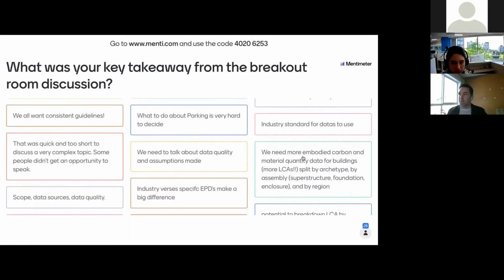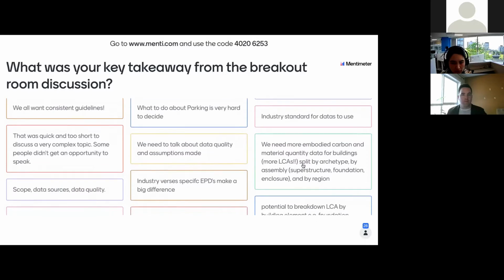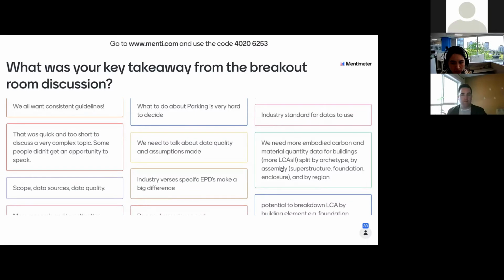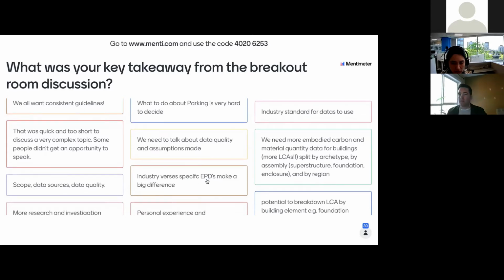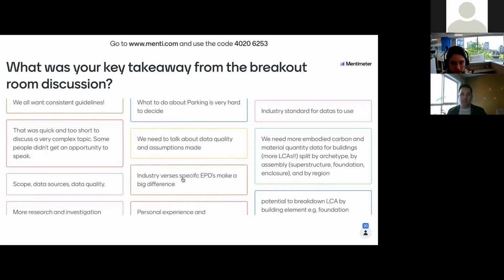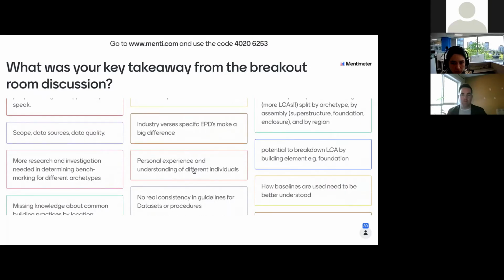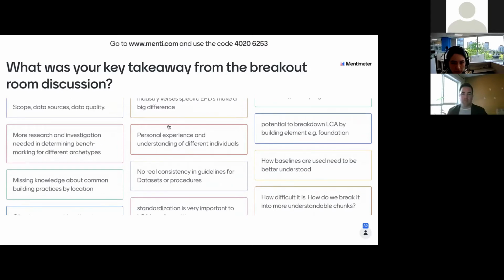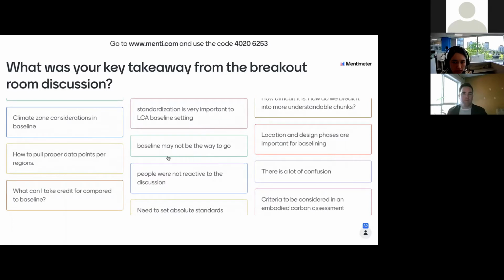We need more embodied carbon and material quantity data for buildings, more LCAs split by archetype, by assembly, superstructure, foundation, enclosure. There's a big difference between specific EPDs versus the industry average EPDs. Let's see, more research and investigation needed. Thanks for sharing a lot of the responses here. There's a lot of confusion.